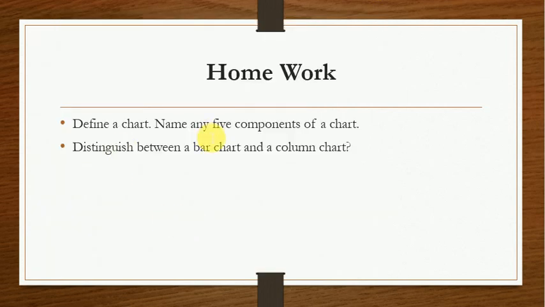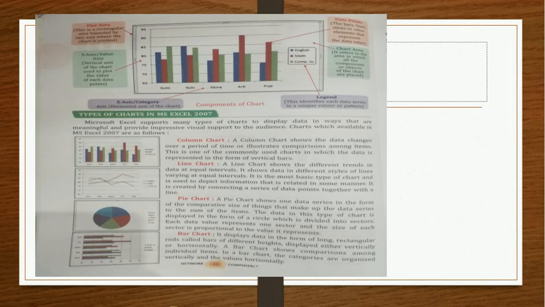Next is distinguish between a bar chart and a column chart. This was on the second page. Here you have already seen that the orientation of these two charts is different. The column chart was represented like this in a vertical manner, while bar charts are denoted in a horizontal manner. So these two questions we have to do for homework.